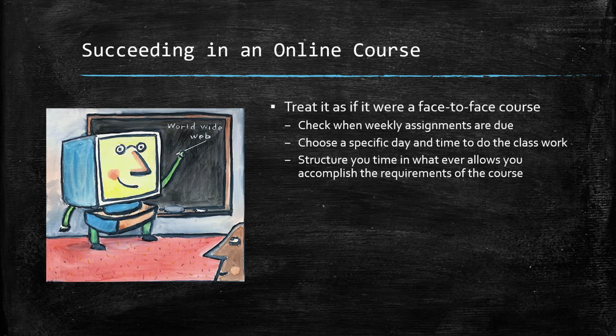Treat the online course as if it was a face-to-face course. One thing that you can do is check when the weekly assignments are due, and then choose a specific day and time to do the work. You want to structure your time so that you can get all of the course accomplishments done. As an example, I have 2 due dates per week, and they're always the same. I will rarely deviate from my due dates. Each week there is at least one discussion forum. A primary post, meaning the post that you make as a response to the topic we're discussing, will always be due midweek. Whether it's a Wednesday or a Thursday, you're going to have to check my schedule for that. All other assignments will be due Sunday at 11:59 p.m.